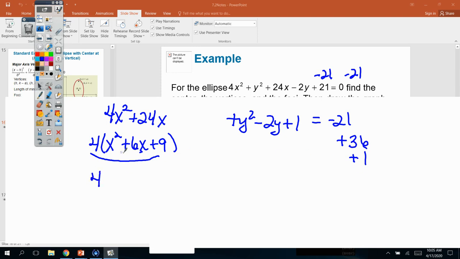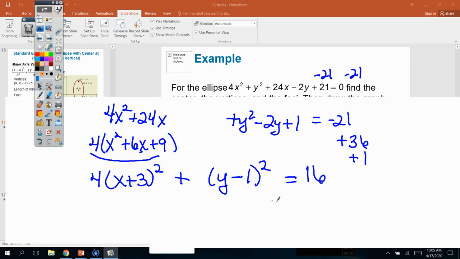There's a 4. This parenthesis is an x plus 3 squared. That's why I put it there. This one does not have a number in front, so it's just right to the parentheses, y minus 1 squared. And then you take those numbers and you add them together, and you get 16. This almost looks right, except ellipses are supposed to equal 1.